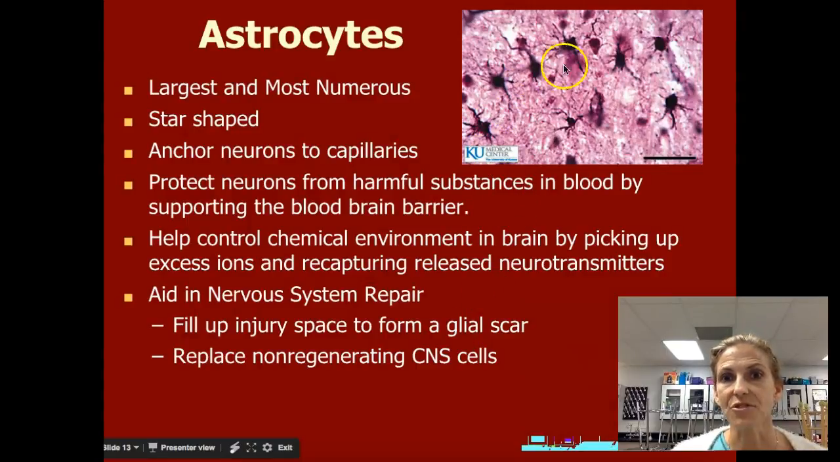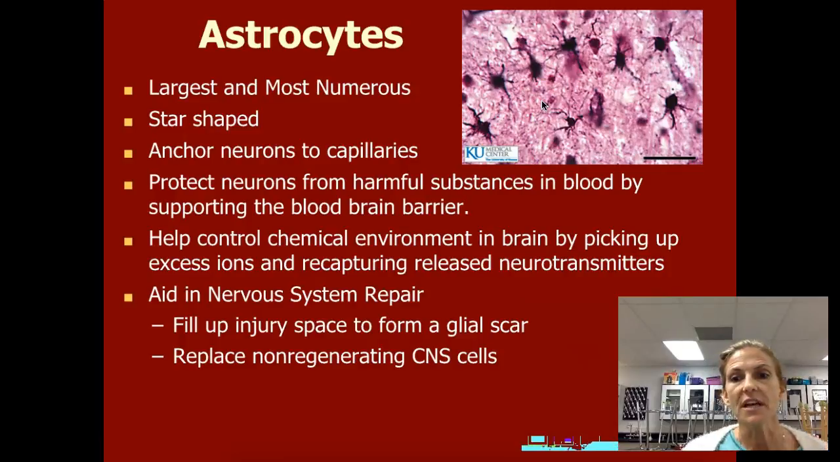So this is an astrocyte. I don't know if you can tell how big that is, but think of all these other little cells you can hardly see, right? So an astrocyte is very large. It's the most numerous of your neuroglia, so those sound like good test questions.